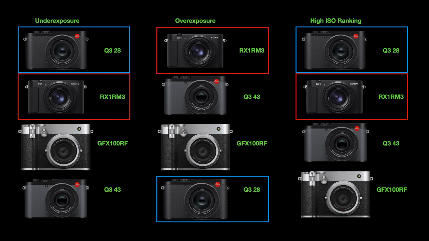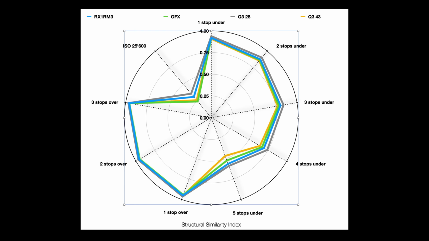So clearly, there is no judgment going on here in these rankings. It was very clear, consistent patterns. The rankings are solid like a rock with respect to these 3 stress categories: underexposure, overexposure, and high ISO ranking. But if I use a slightly different representation, for instance, the structural similarity index, you see a very consistent behavior of these cameras. And that is something we need to bear in mind. All 4 cameras are kind of fantastic.